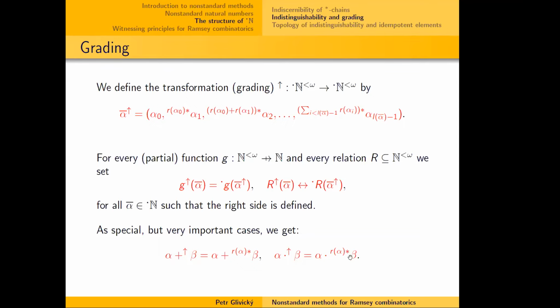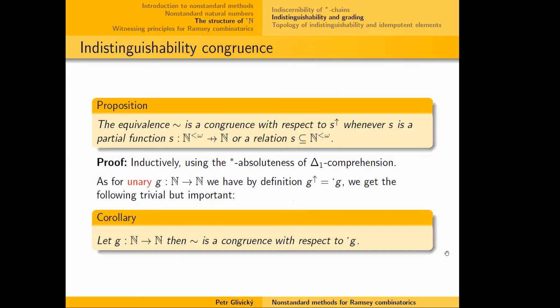Multiplied by the rank alpha stars of beta. All right, so those are graded operations and graded relations. And the most important connection to the indistinguishability relation is that now we can actually prove that the indistinguishability equivalence is a congruence with respect to all graded functions and all graded relations. So not to the original plus, but with respect to the graded plus, it is a congruence. And this is very important, which can be applied in the Ramsey combinatorics.